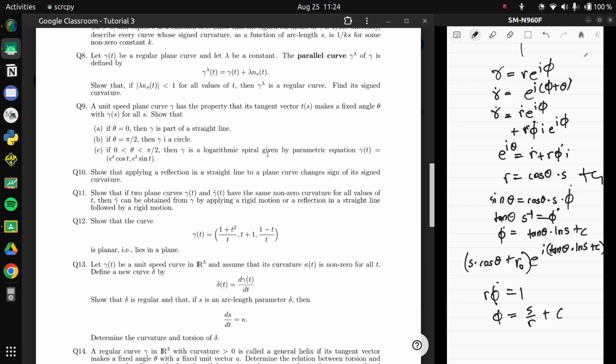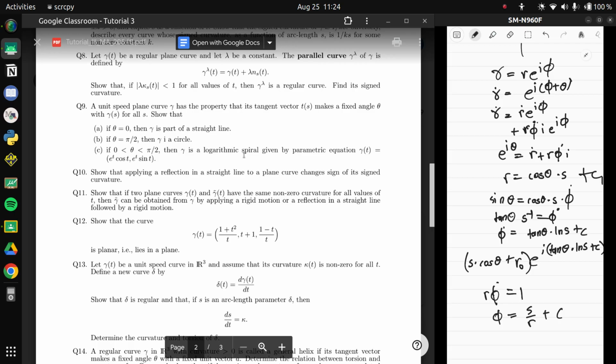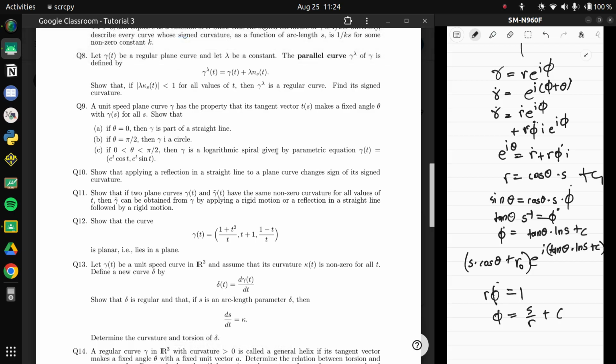So yeah, and then if that's not the case, if it's not like an extreme thing, in that case gamma is a logarithmic spiral given by this. So yes, it is. I mean, so this is basically like e power t plus e power t times e power iota t, right?